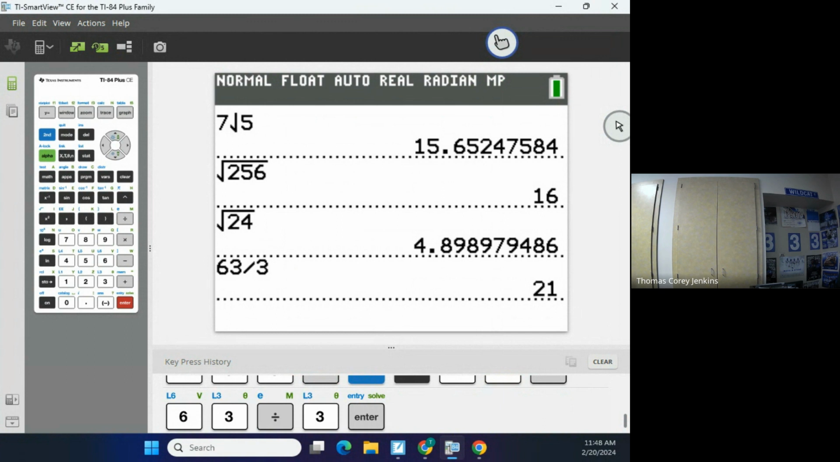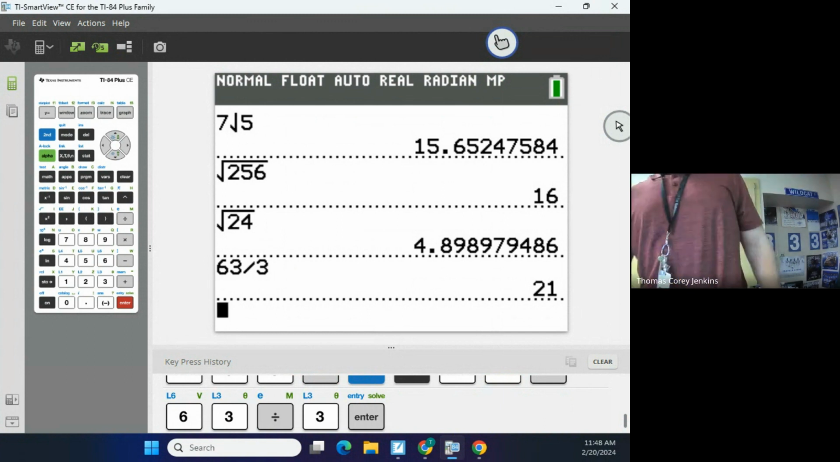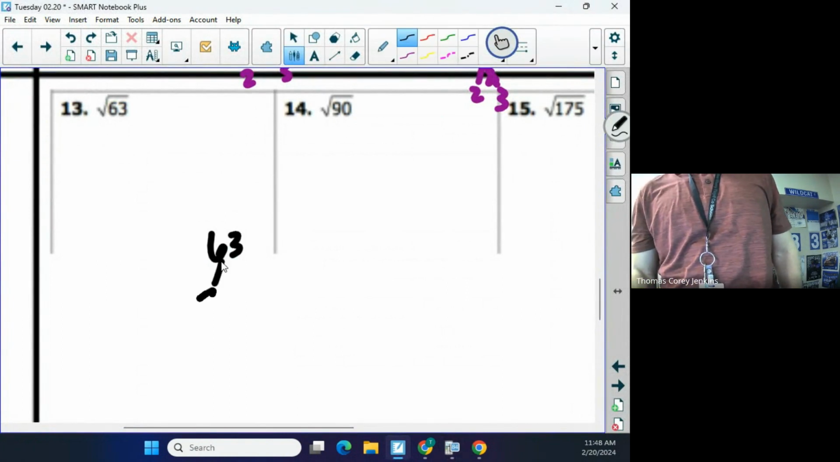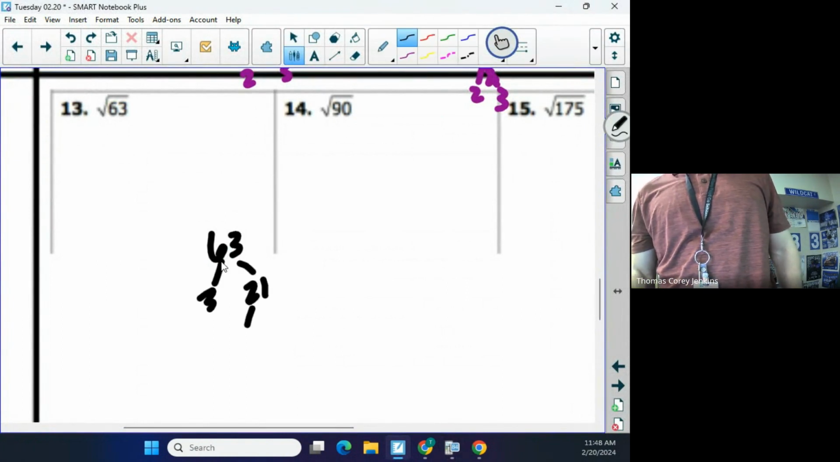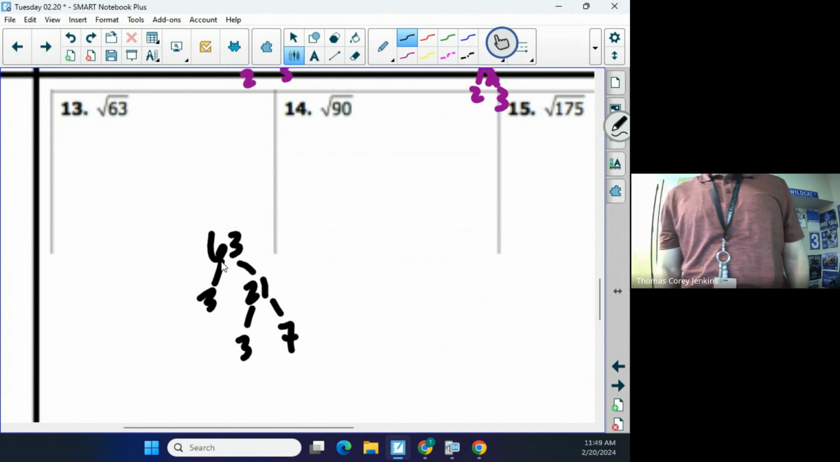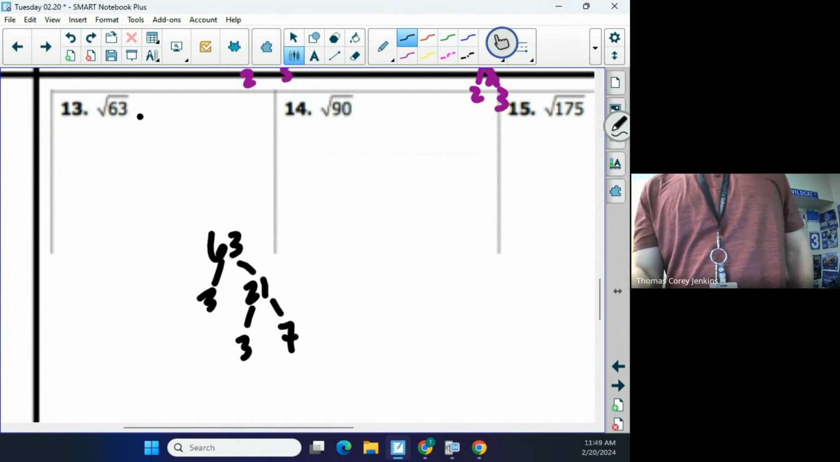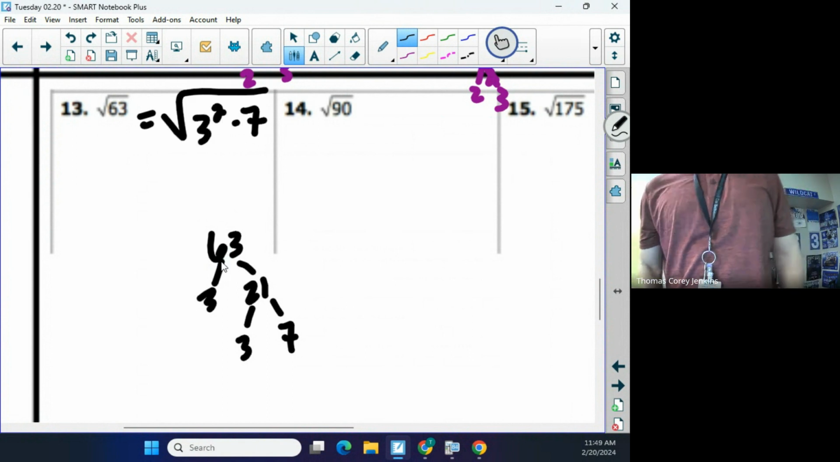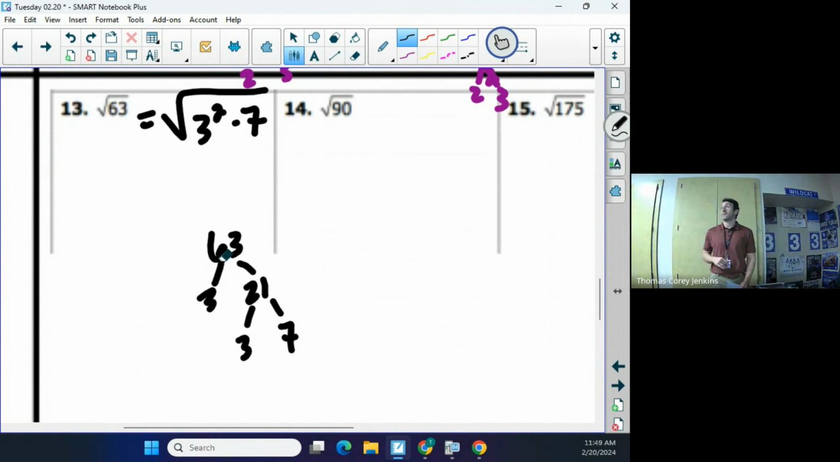All right, so 3 and 21. And then 21 would be 3 and 7. So 63 is equal to 3 squared times 7. Now that I've shown what to do a couple times, I'm going to leave that there. See if you can simplify from there. So what times the square root of what? And again, if you have no idea, you're not the only one. Just hang out for a second.